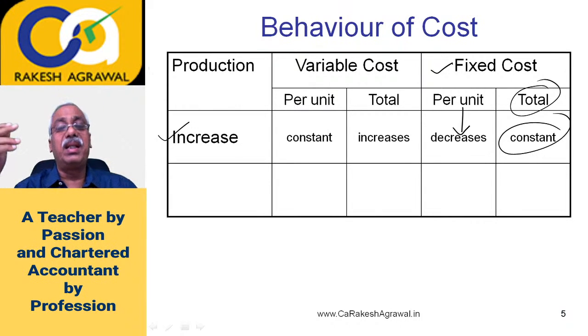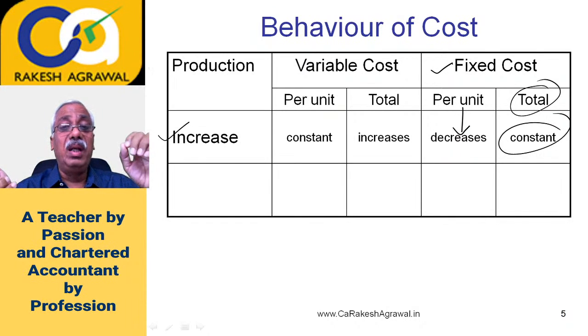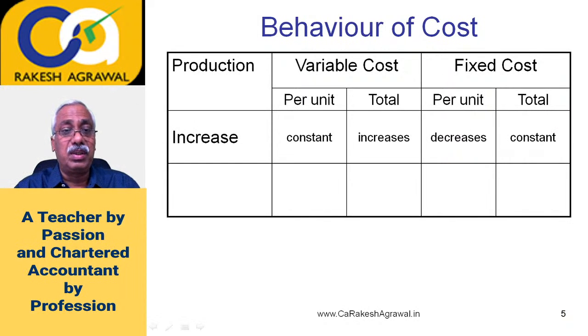Rent I am taking as an example of fixed cost. So total rent will remain 10 lakh, but divided by 2 lakh units you will get just 5 per unit, which was earlier 10 per unit. So fixed cost per unit will decrease with increase in production. However, total fixed cost will remain constant.